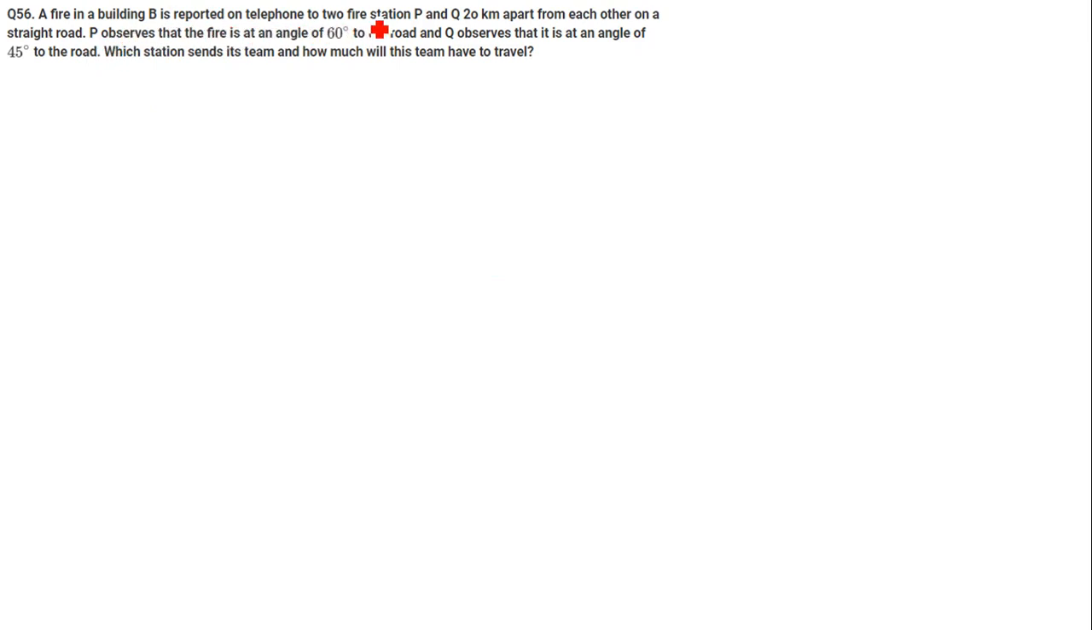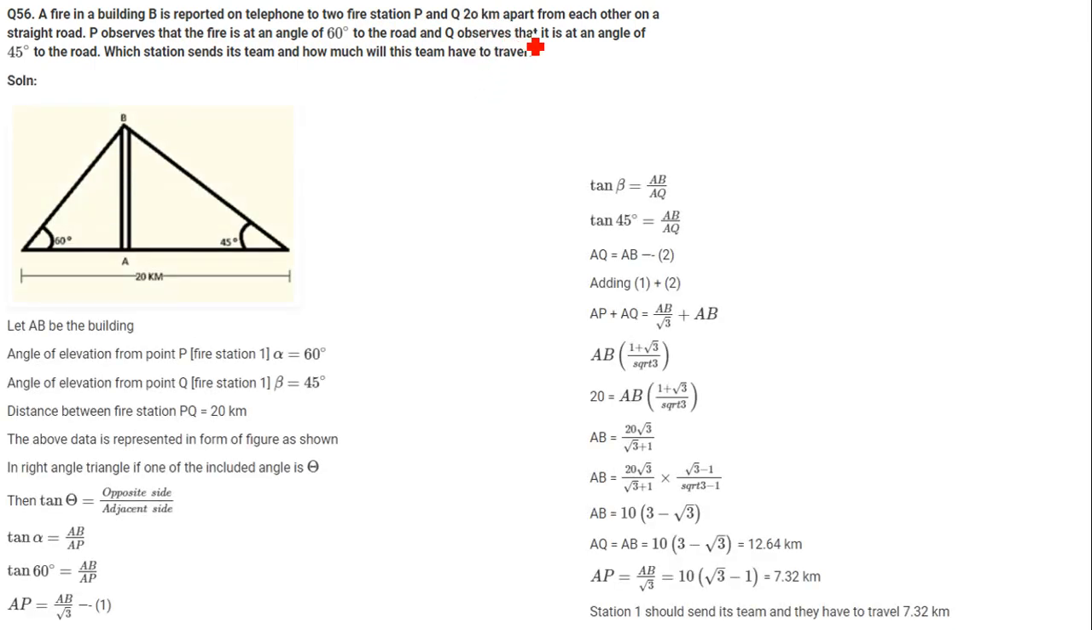A fire in a building B is reported on a telephone to two fire stations P and Q, which are 20 kilometers apart from each other on a straight road. P observes the fire is at an angle of 60 degrees to the road, and Q observes that it is at an angle of 45 degrees to the road. Which station sends its steam, and how much will this steam have to travel?